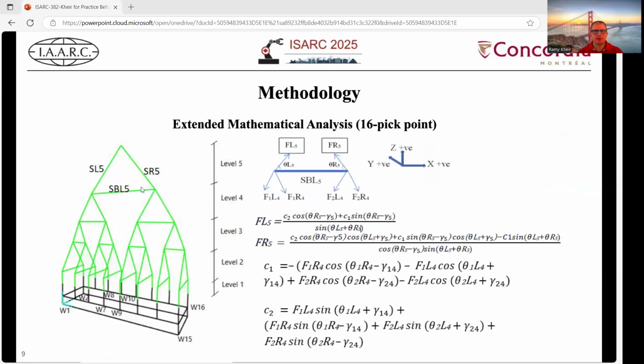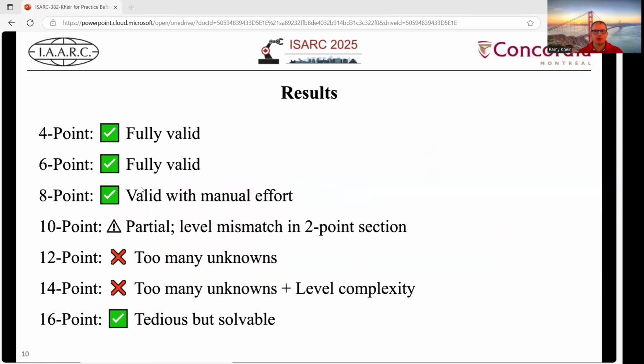And finally, we have the case of the 16-peak point system. It is the largest configuration consisting of 5 levels, where we need to compute the sling forces at the 5th level. So by considering the free body diagram of the spreader bar at the highest level and applying the static equilibrium equations in both directions, we were able to find the expressions for the left and right sling forces at level 5. To summarize the results of our study, we conclude that the static equilibrium is fully valid for the 8 and 16 peak point systems, partially valid for the 10 peak point system, and it's invalid in the case of 12 and 14 peak point systems.